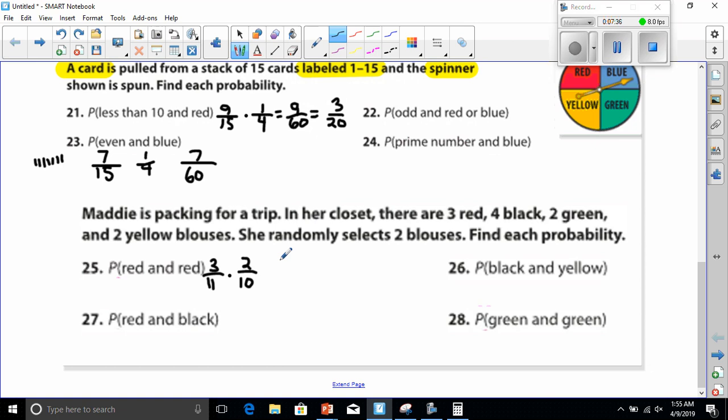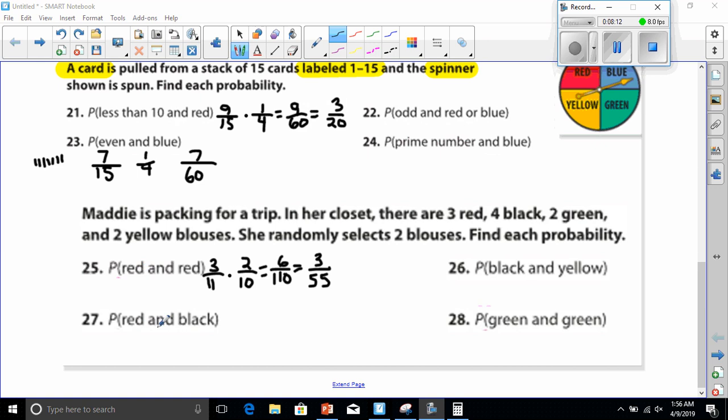Now when we multiply across, we get 6 over 110. We can reduce this. Both of them are divisible by 2. And that means, well, 6 divided by 2 is 3. And 110 divided by 2 is 55. So I think number 25 is going to be 3 over 55.